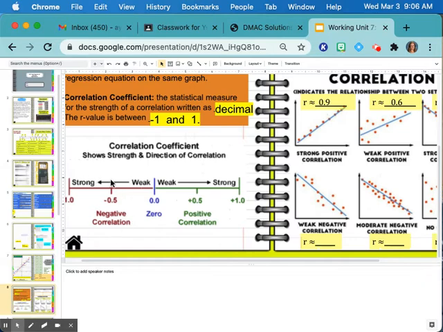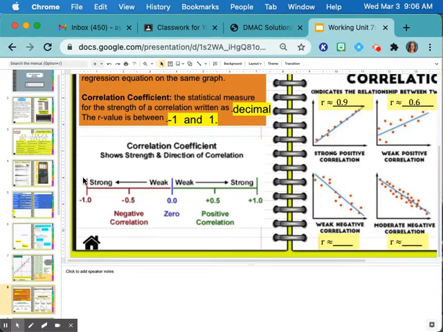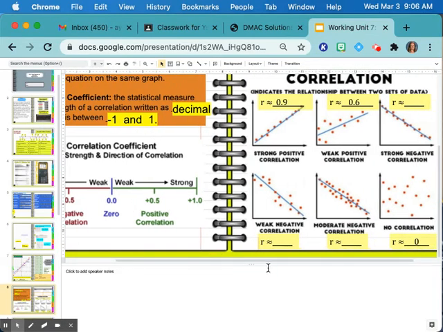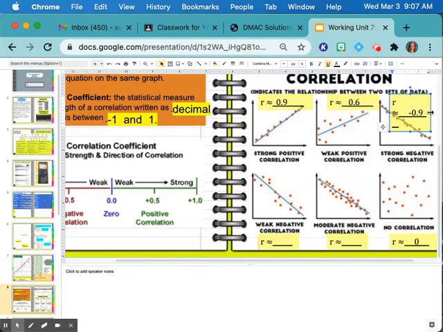So let's look at the negative side. The closer it gets to -1, the stronger it is. So out of these, which one's the strongest? The one top right. Top right, yeah. So what should we put there? 0.9. Yeah, negative though, right? Because it's a negative slope. Negative 0.9.